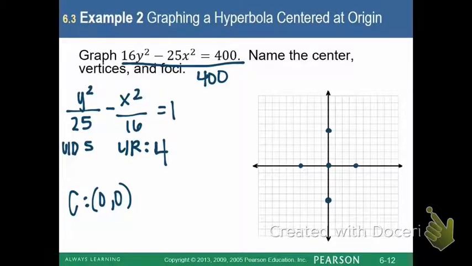Process is the same here. I'm going to draw my rectangle through my 4 points. Draw the asymptotes, so the best that I can, draw my lines cutting through the corners.